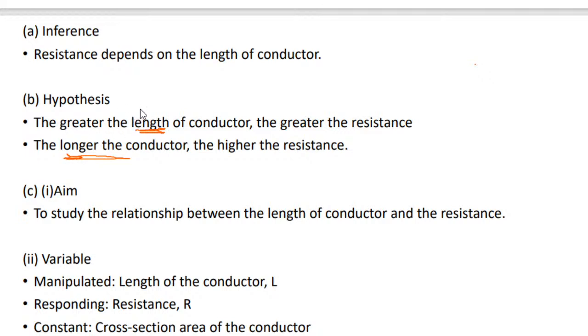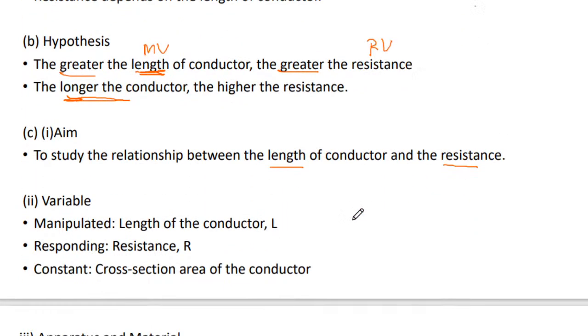Lebih nampak because this is memang MV, this is your RV. And then you use the word increase ataupun greater. Okay, so hypothesis no more brightness. Don't write brightness. Use the variable just now, length dengan resistance. Quite easy now, right? Just tukar, just now diameter tukar dengan length.